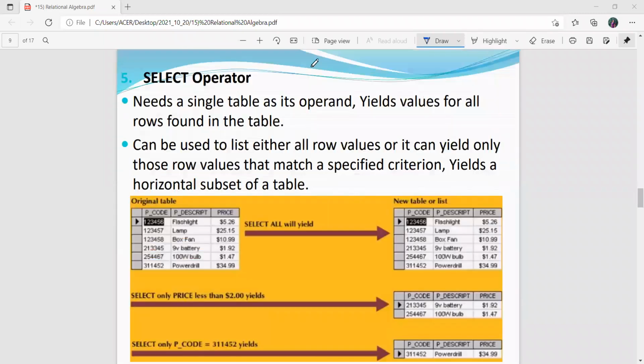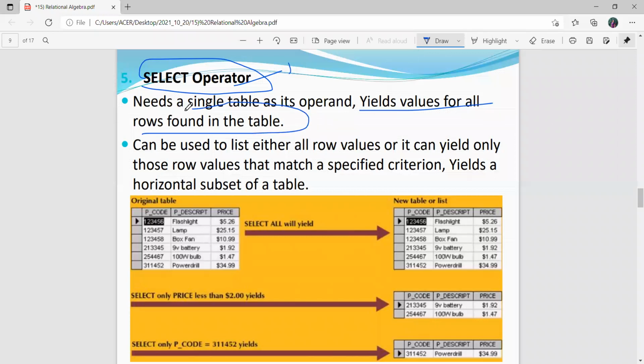It is about select operators. This is the most widely used operator with SQL, the select operator. The select operator is used to find the yield value for all the rows found in the table. So you can use the select operator to select rows from the database. It can be all rows or it can be a subset of the data set.